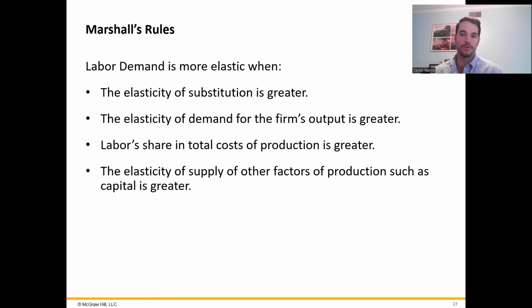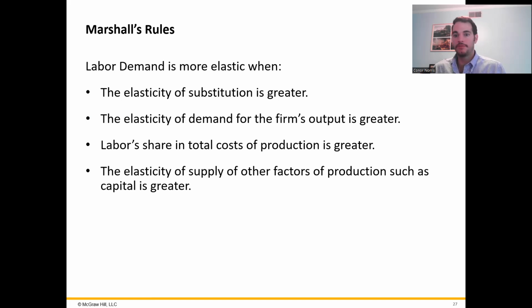Next, labor demand is more elastic when the elasticity of demand for the firm's output is greater. In other words, the more elastic the demand for the firm's product, the more elastic the demand for labor. If the demand for a firm's product is very sensitive to price changes, then when wages rise and thus production costs rise, the firm cannot easily pass on those costs to consumers. This forces the firm to reduce labor more significantly. So, for example, a fast food restaurant faces strong competition. So if wages go up, they can't raise burger prices much without losing their customers. So instead, a firm will likely cut back on workers.